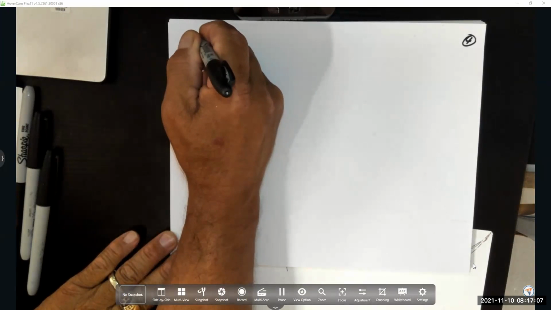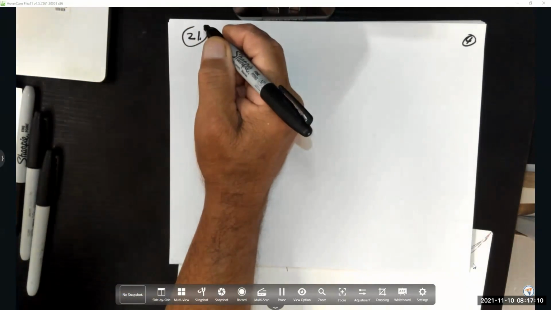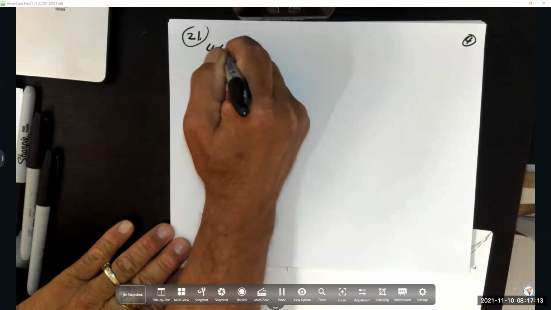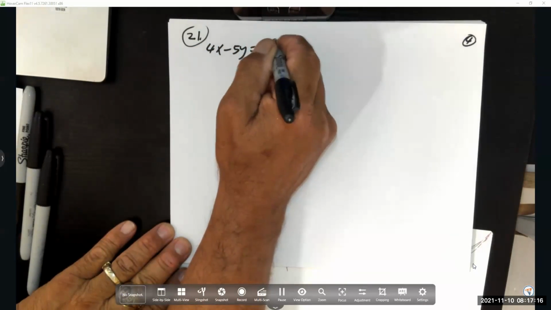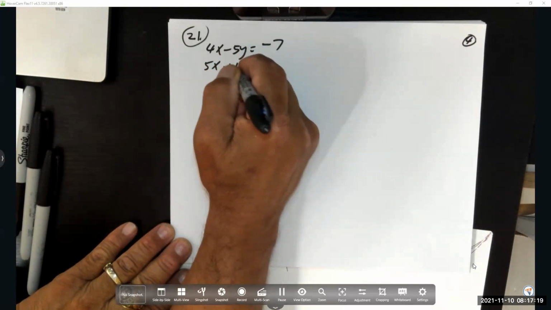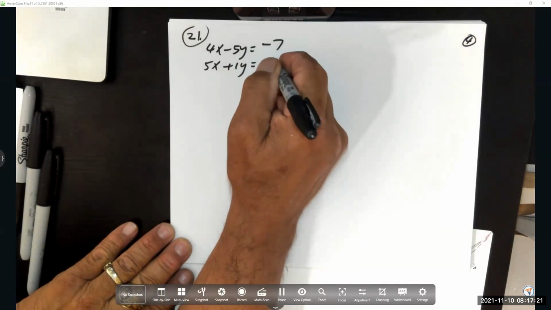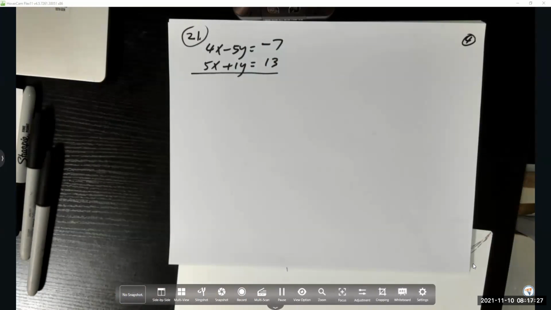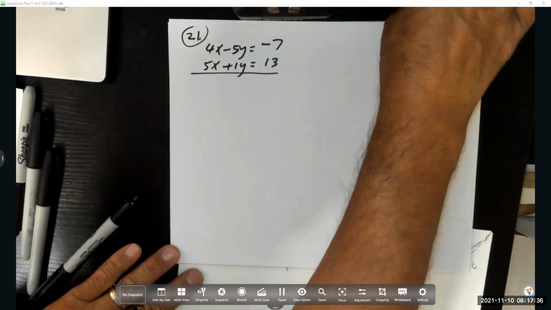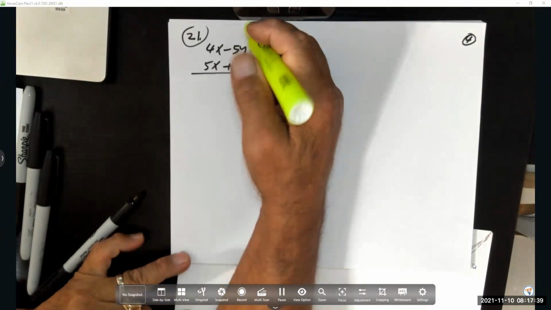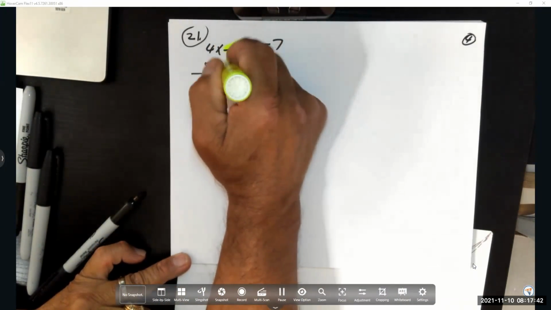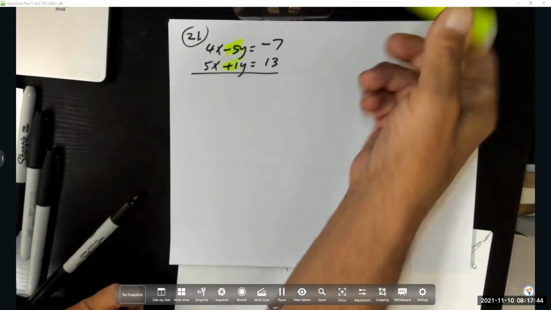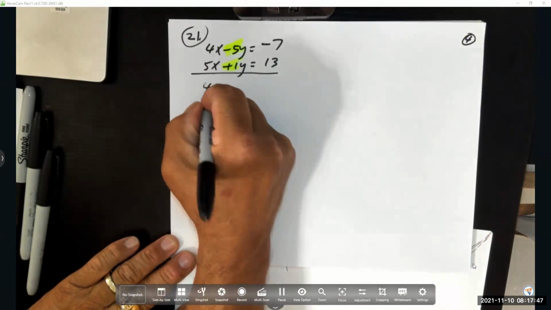This is 21 again. 4x minus 5y equals -7. 5x plus 1y equals 13. 4x minus 5y is that. 5x minus 1y equals 13. So now, look at the numbers. They're not going to cancel. This is right here. Doesn't cancel, does it?